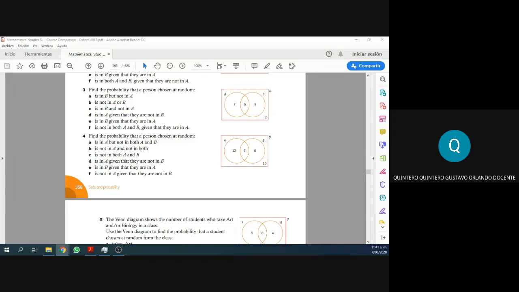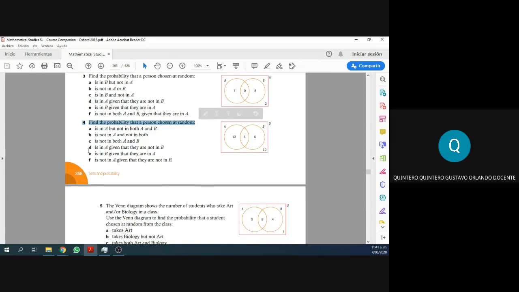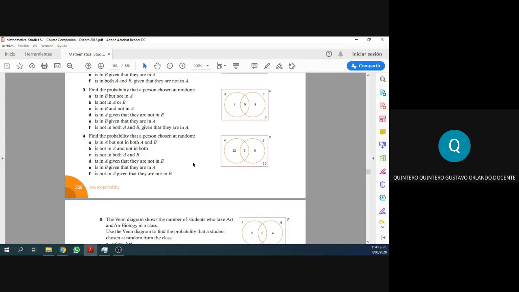All right, so I was just asked to do one of these exercises of conditional probability. So we're going to do number 4. That was the question, right? Find the probability that a person chosen at random is in A but not in both A and B. So we have to work with this Venn diagram, right? Let me write the Venn diagram on the board and I'll show you how to do it in a second.